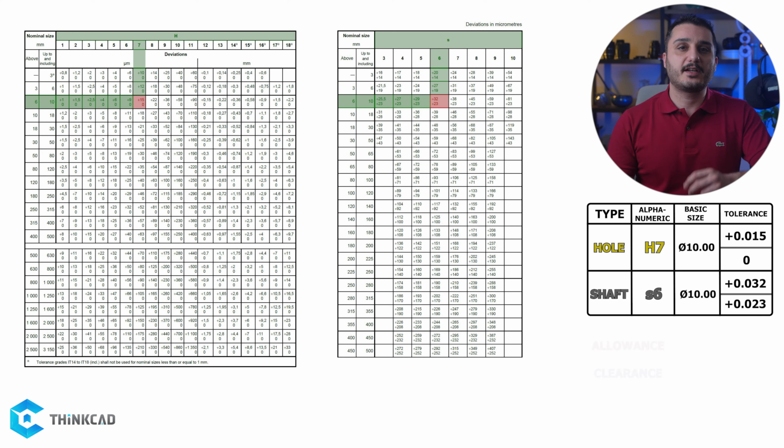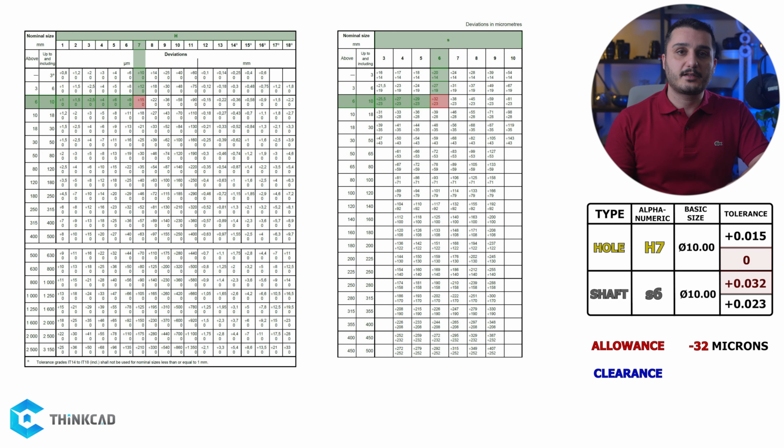Now let's calculate our allowance and clearance. Allowance is our hole's MMC size minus our shaft's MMC. This gives us negative 32 microns. Clearance is hole's LMC size minus shaft's LMC, which gives us negative 8 microns. This means we will always have an interference anywhere from 8 to 32 microns when our basic size is 10 mm. I think we got the idea.